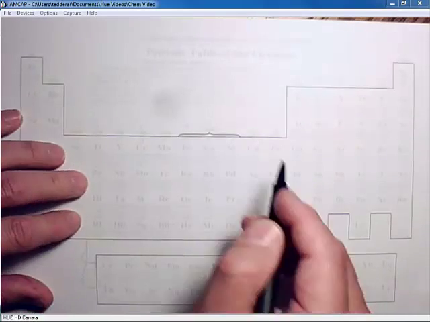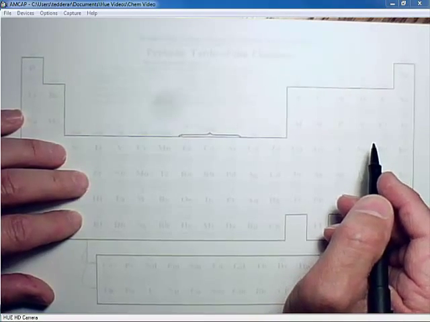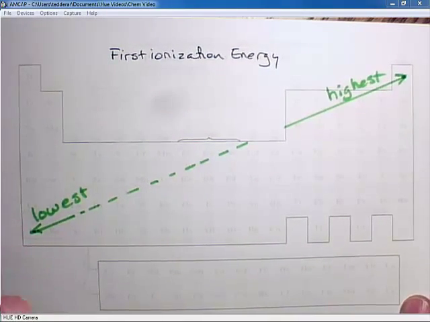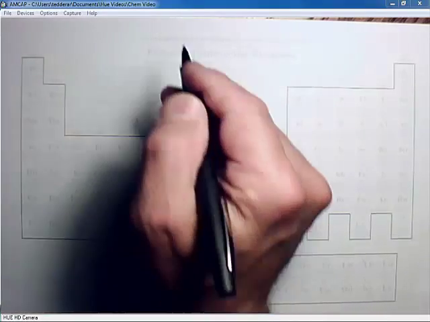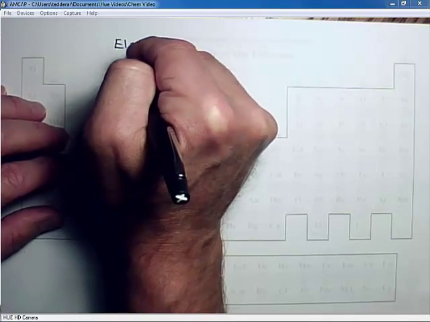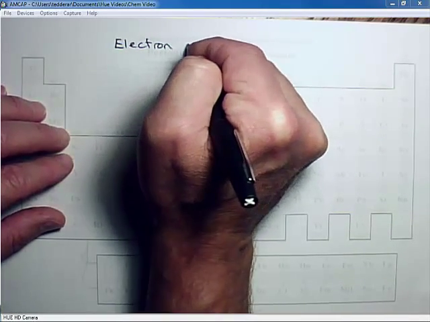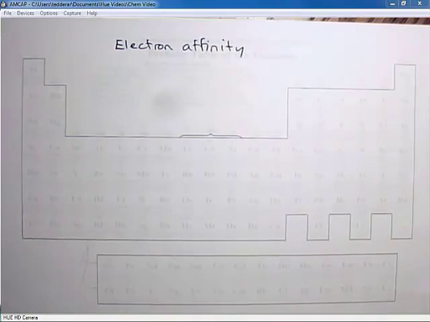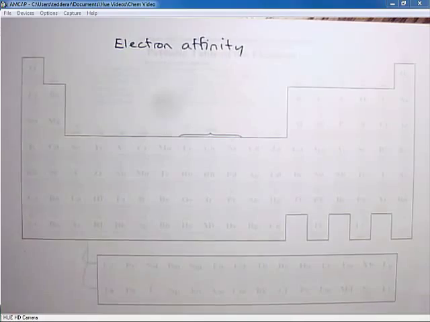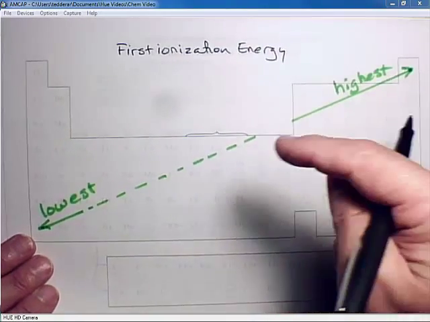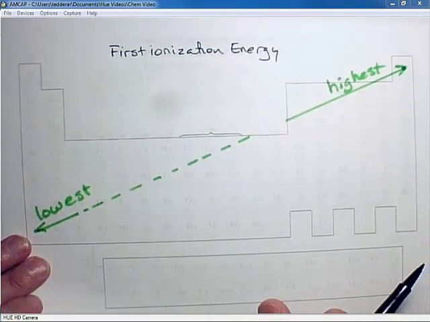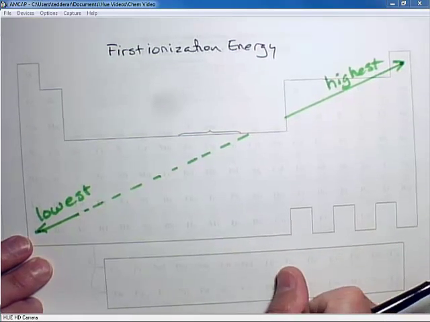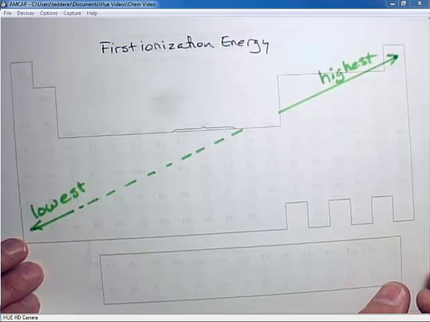Really? All right. The flip side of that: first ionization energy is the energy required to remove an electron from an atom. Electron affinity is kind of the opposite of that. Okay? So if you have to put energy into an atom to remove an electron, what happens if you're going to put an extra electron on an atom?